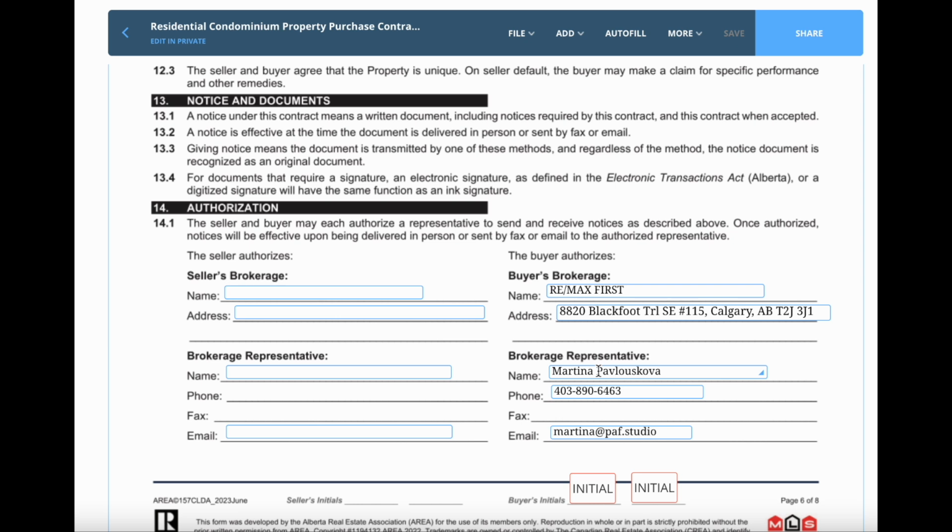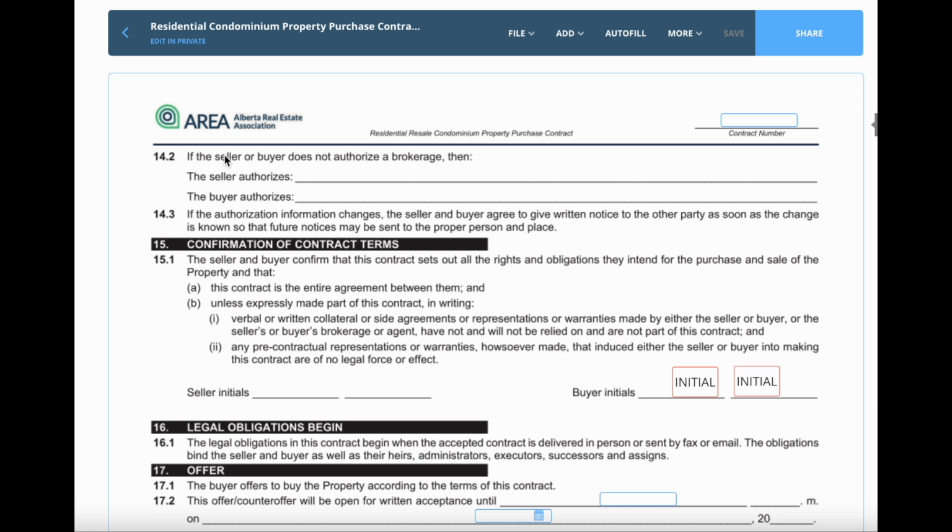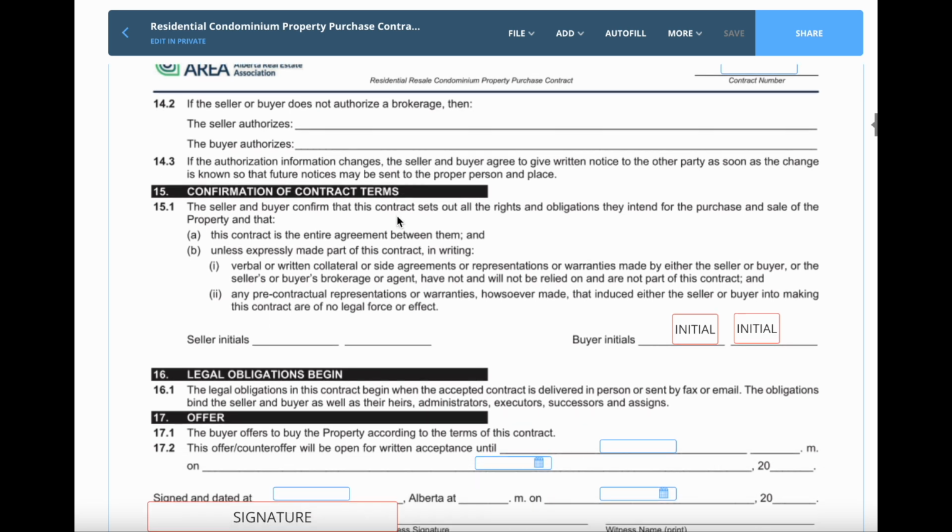I am putting myself in here, my contact info, and then if the seller authorizes somebody else or the buyers authorize somebody else, we would put that in here.